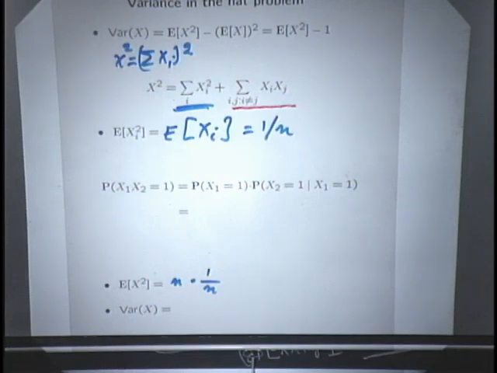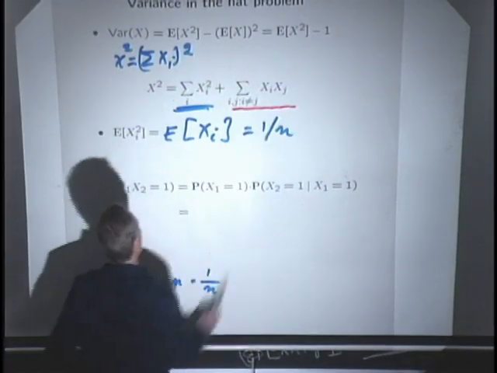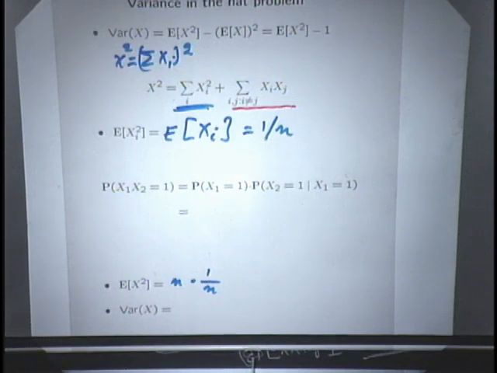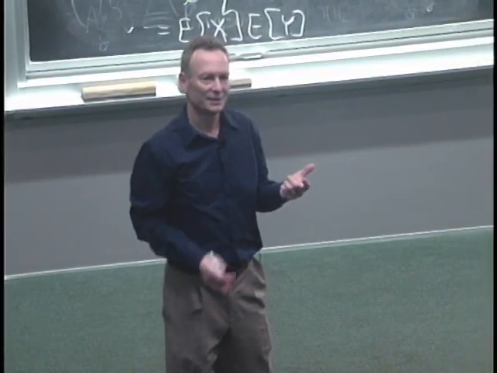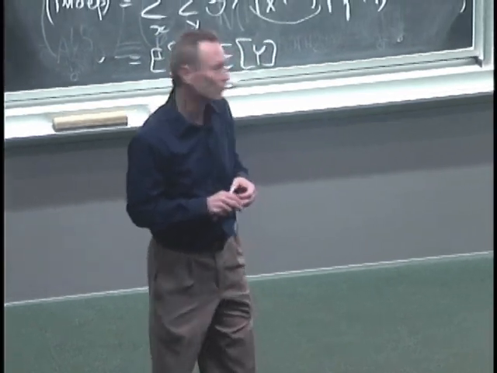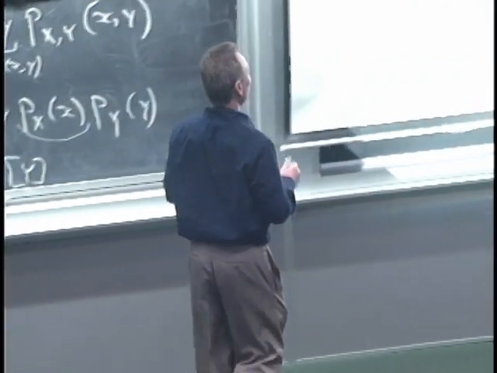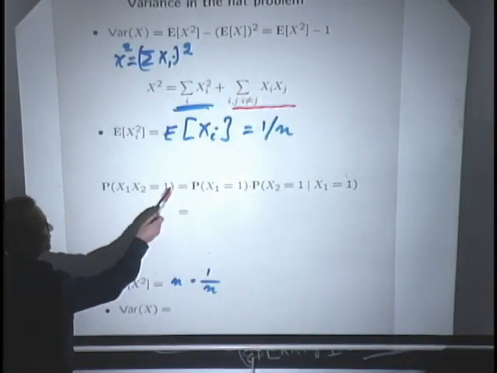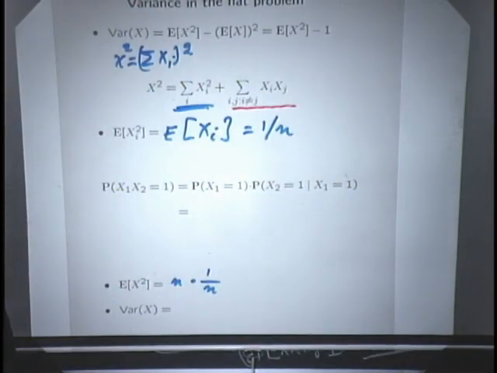Now, by symmetry, the expected value of xi xj is going to be the same no matter what i and j are. So let's just think about x1 and x2 and try to find the expected value of x1 and x2. x1 times x2 is a random variable. What values does it take? Only 0 or 1. Since x1 and x2 are 0 or 1, their product can only take the values of 0 or 1. So to find the probability distribution of this random variable, it's just sufficient to find the probability that it takes the value of 1.